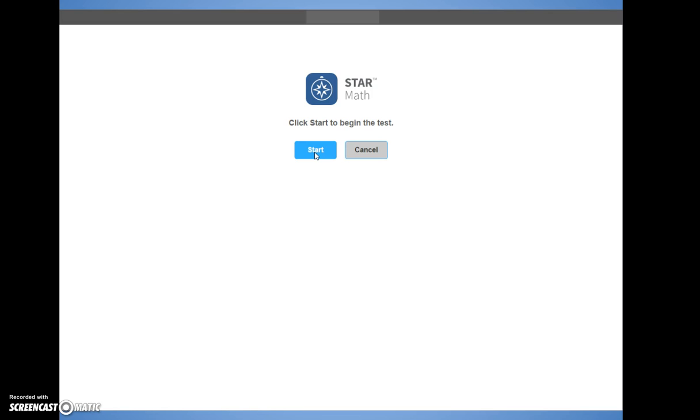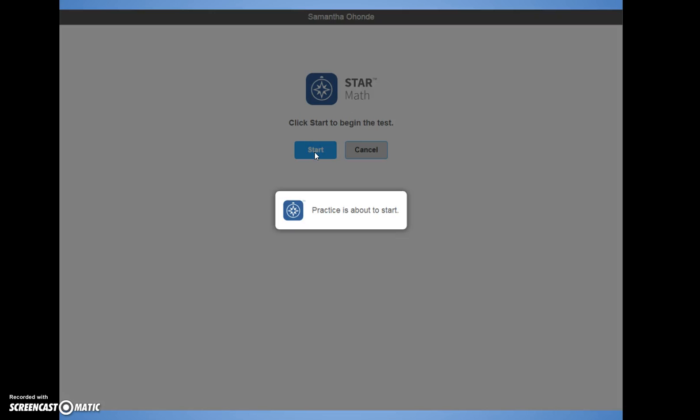No calculators are allowed in the administration of this test, so they need to click Start, and it's going to begin with some practice questions. Tell them this does not count against them. But this just gives them an overview of what questions may look like and how to answer them appropriately.